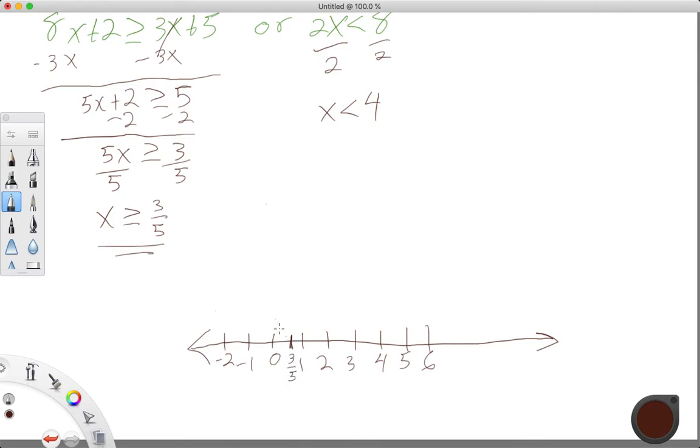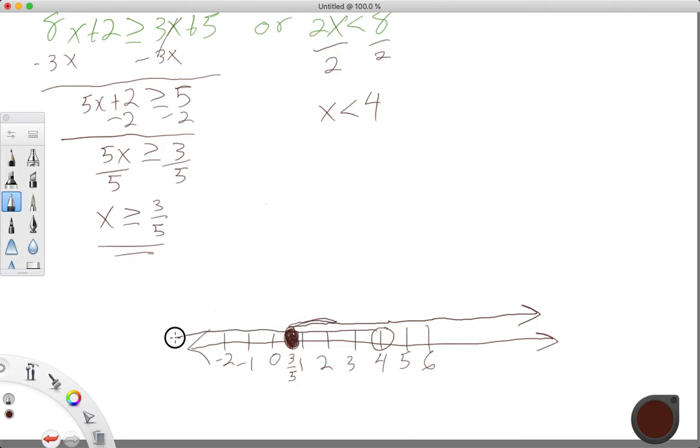And it's greater than or equal to that. Okay, so that's going to be a solid circle. And this will be interesting. Solid circle, so it's greater than or equal to that. So it can be that, and it can be anything above it, right? Anything above it. Okay, or x is less than 4. So that's an open circle. And our arrow is going to be going this way.